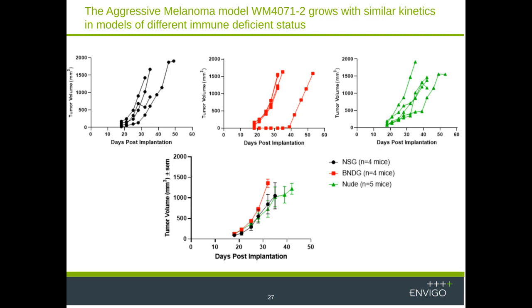So together we can take this data and say that, depending on what model you're utilizing, these ultra immunodeficient mice can really shorten your study time. But depending on what model you're using or what compound you're using and how long that compound needs to be utilized for treatment in order to see an effect, different mouse models will be able to support different types of studies.